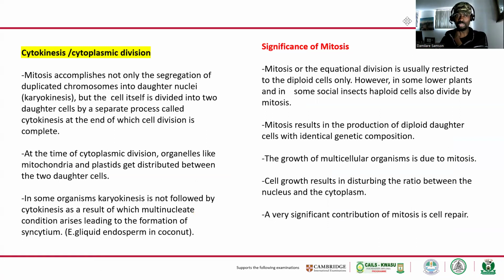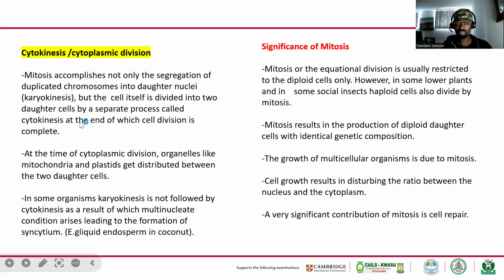Now, cytokinesis, which I called cytoplasmic division. I've talked about that before. I think I've explained cytokinesis. So mitosis accomplishes not only the segregation of duplicated chromosomes into daughter nuclei, which is karyokinesis. Not only karyokinesis occurs, but the cell itself is divided into two daughter cells by a separate process called cytokinesis. Now, if you just go through everything we have here, it's just an explanation of what I started with, so you'll be able to have the idea.